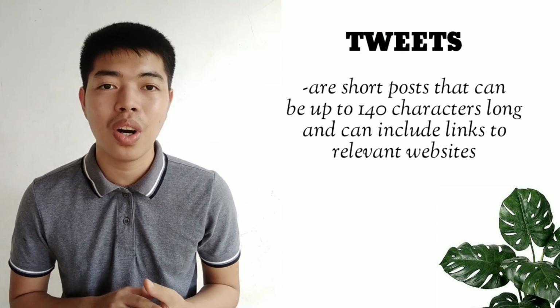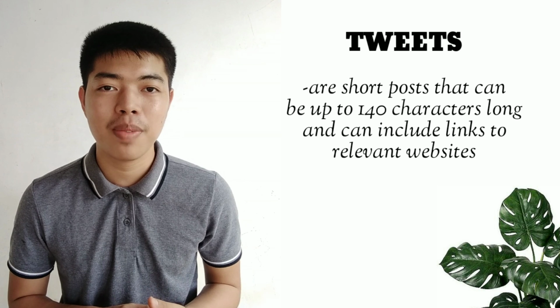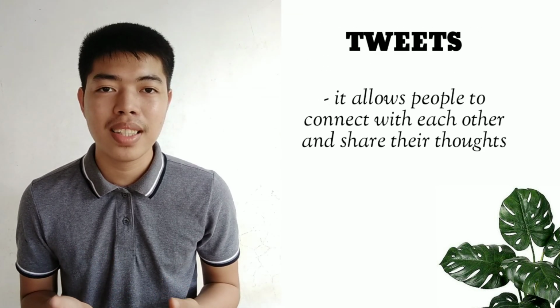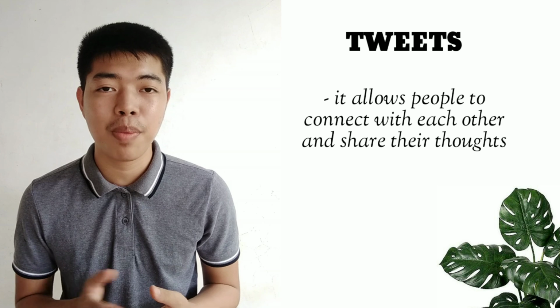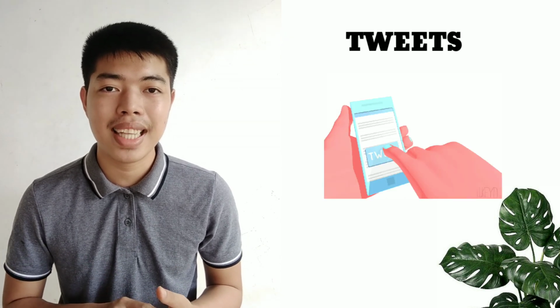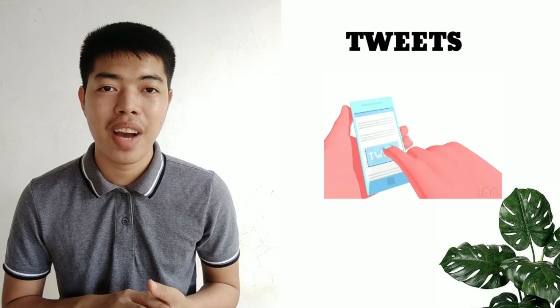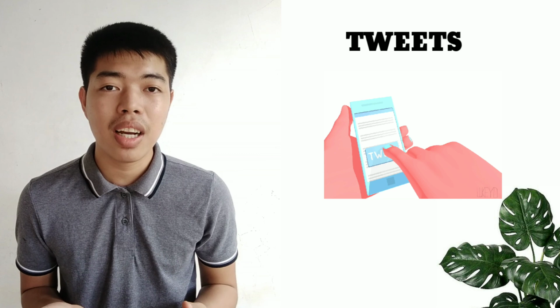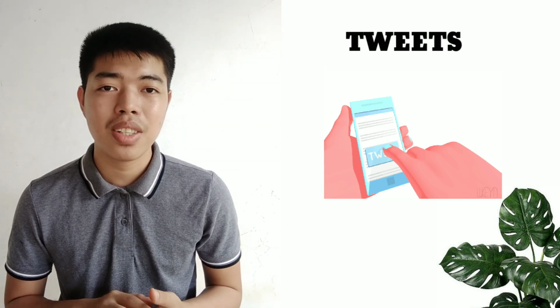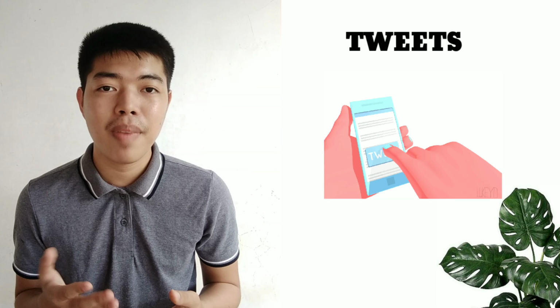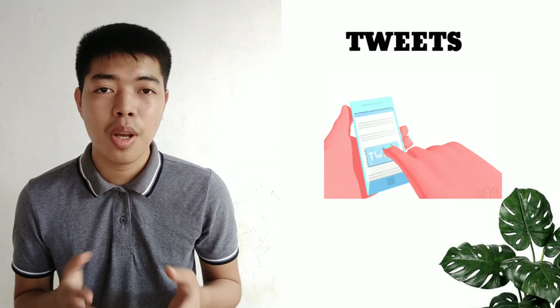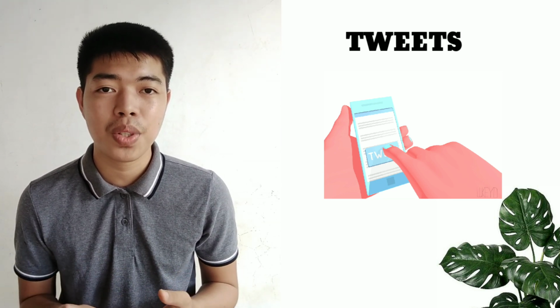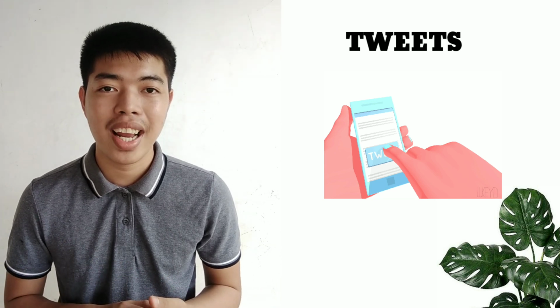The seventh form of communication that I'll be introducing is tweets. Tweets are short posts that can be up to 140 characters long and can include links to relevant websites. It allows people to connect with their friends and other people, and it allows people to share their thoughts. One of the advantages is that the communication takes place very fast. Once you publish your tweet, the people who follow you will be notified about your post. One of the disadvantages is that it has a limited message size and it can include spam, because some users are also tweeting their products.